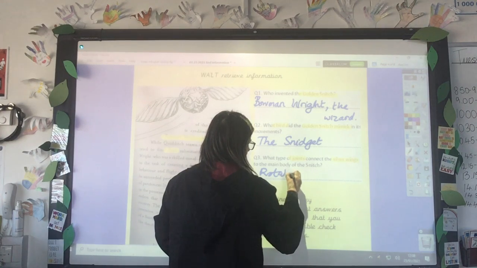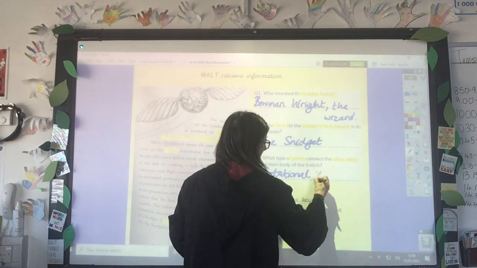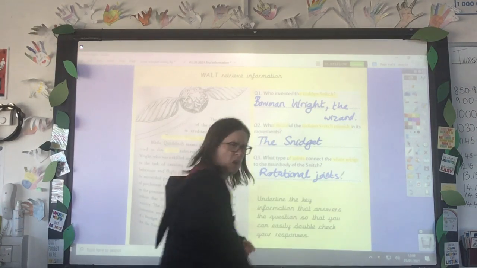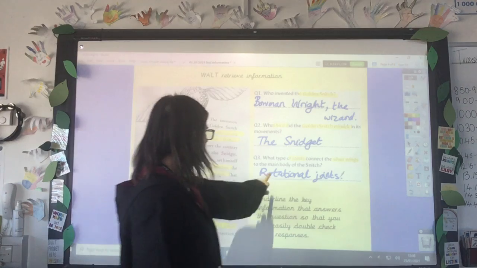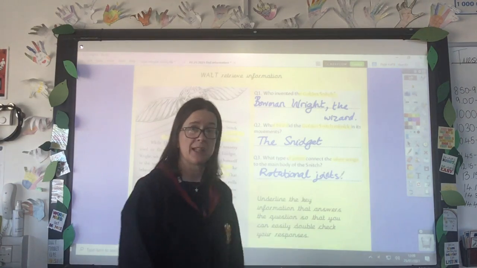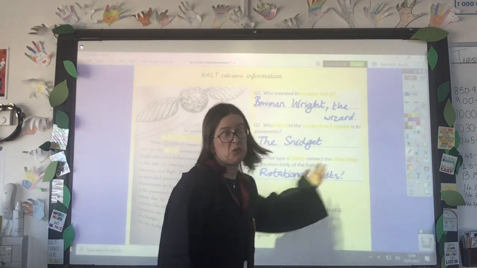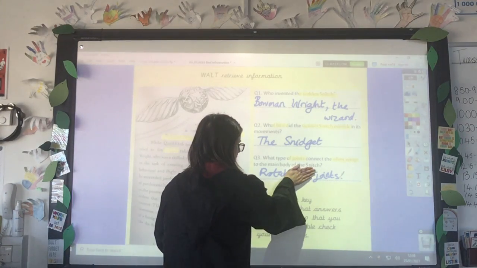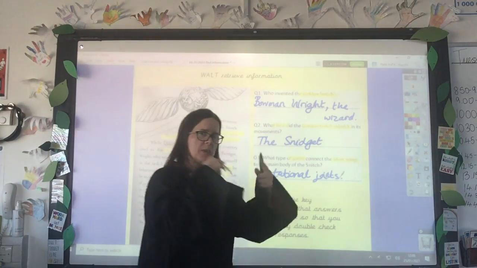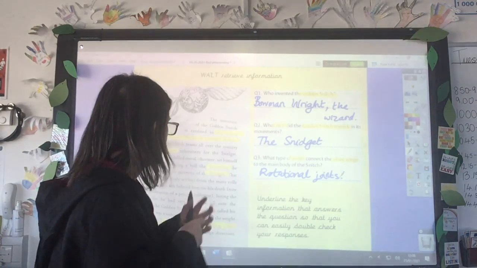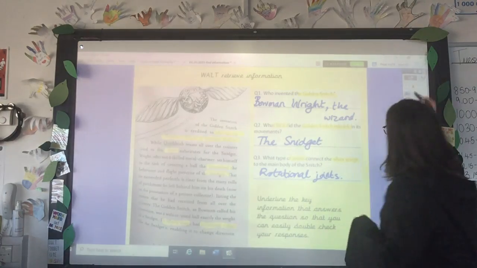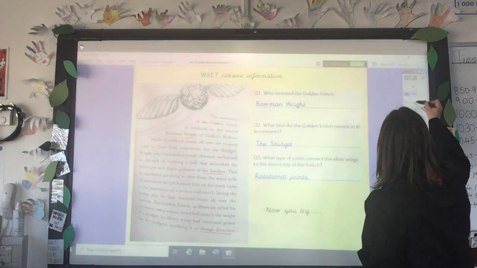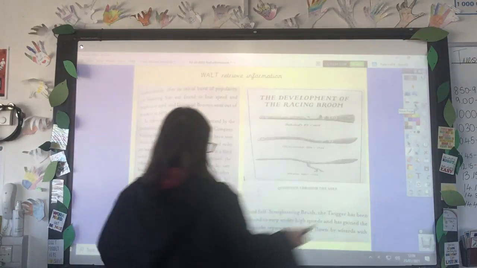Now, if you were doing this in a test or under test conditions, you might think, oh, I don't really know what rotational joints means. But rotational describes the joints. So if you write down rotational joints, it's probably going to be the right answer. Rotational, I think I would guess, comes from the word rotate. So it probably means that they go round like that. Okay, so you're going to have a go now. Well, those are my answers, so I obviously got them right. That's good. You're going to have a go now.